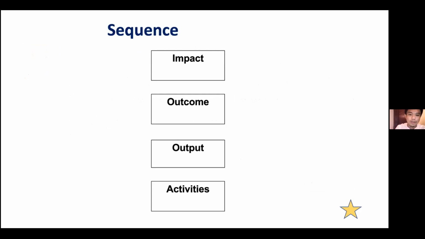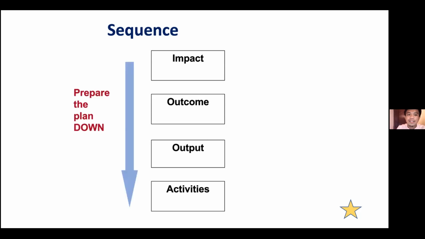All right. So briefly, again, the sequence: we follow the result sequence. In doing that, we prepare the plan top down, imagining the impact we'd like to achieve, and it should reflect logically to the outcome, output, and the activities.